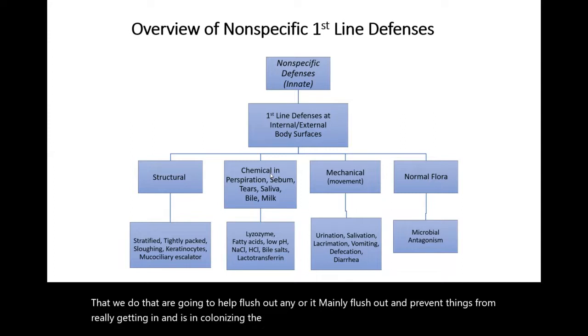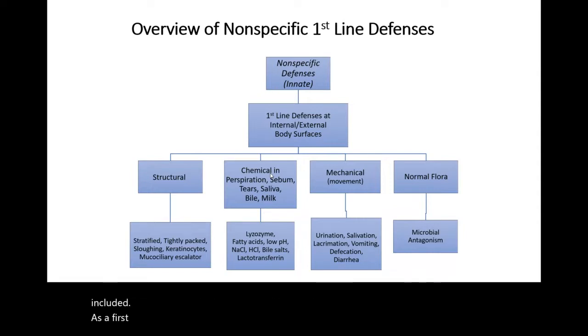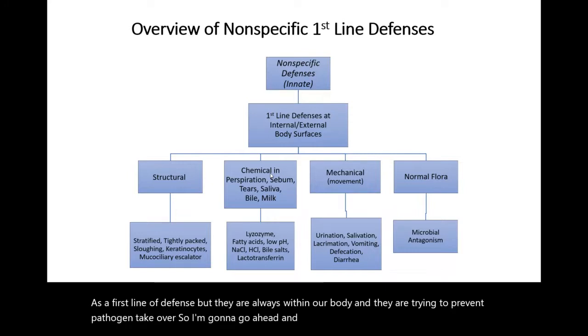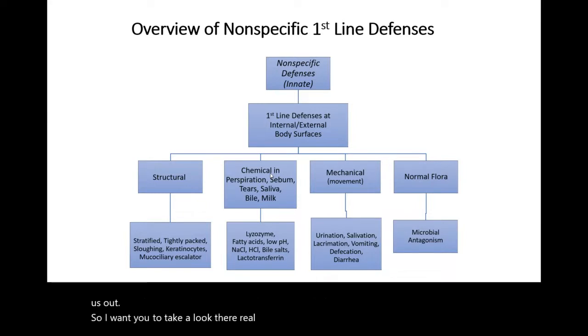And then this last one is actually interesting. Some researchers like to debate whether or not our normal microbiota should be included as a first line of defense, but they are always within our body, and they are trying to prevent pathogen takeovers. So I'm going to go ahead and include it, give them their kudos for helping us out. So I want you to take a look, though, real quick at the examples here, and we're going to talk about these a little bit more here in just a minute.